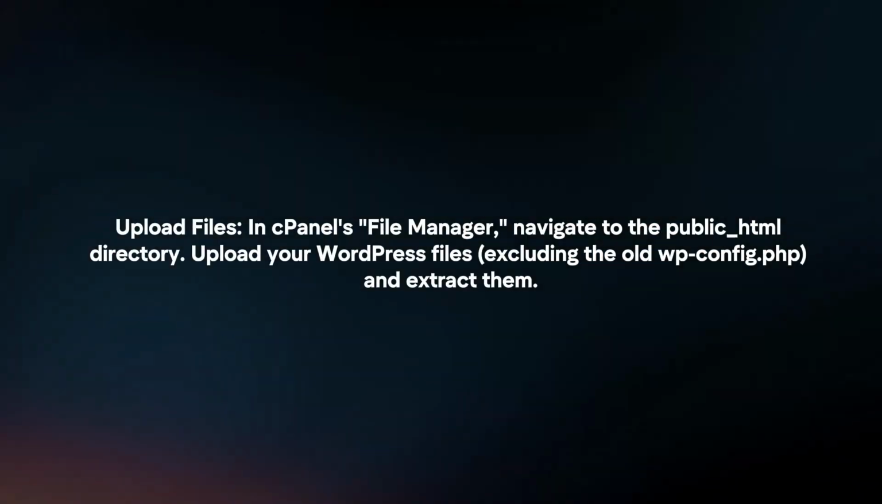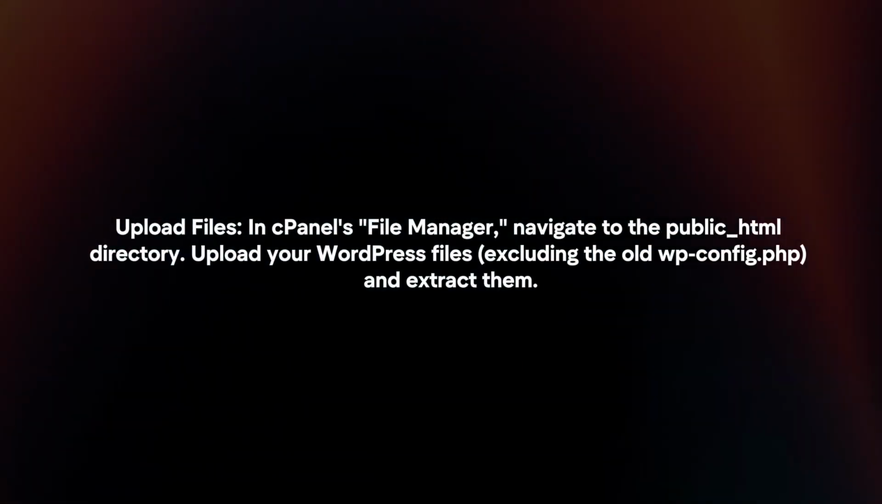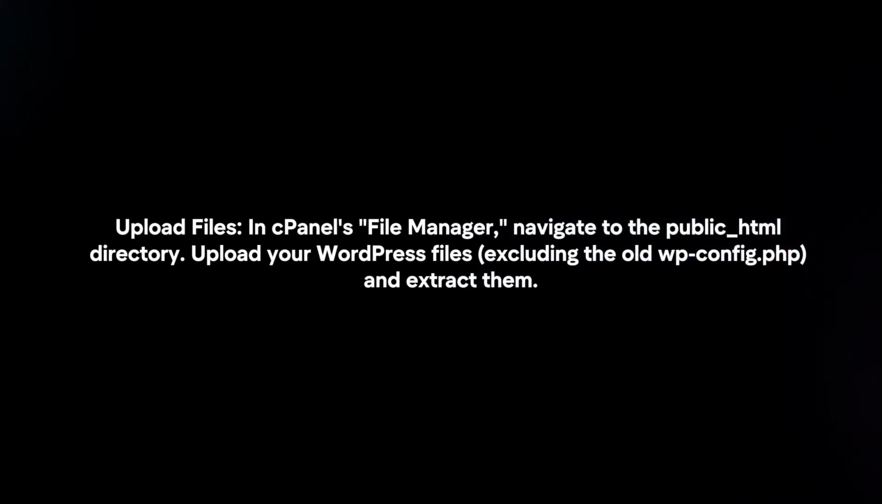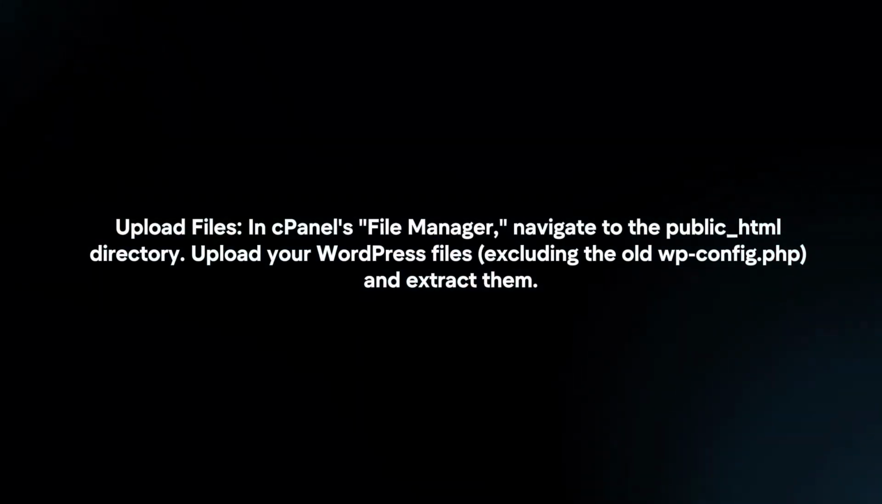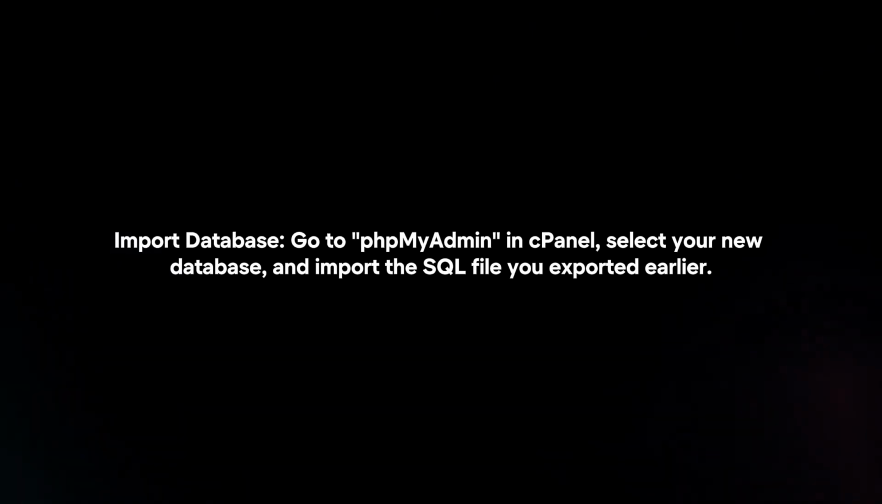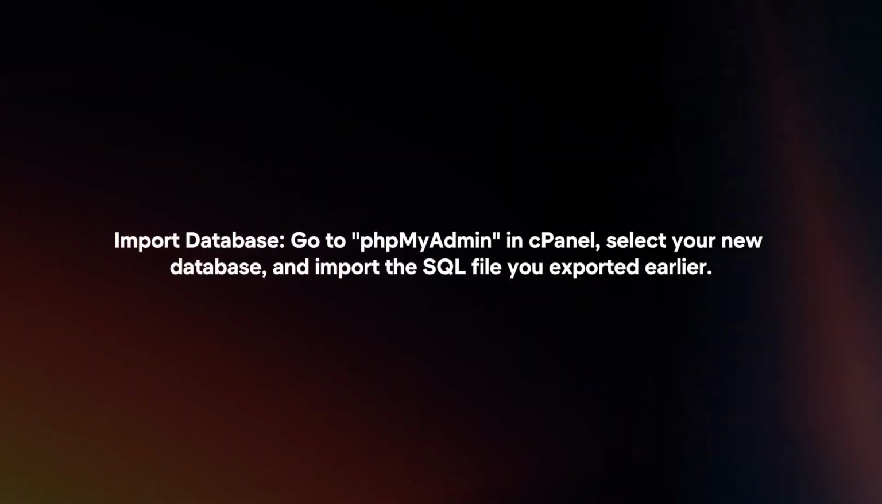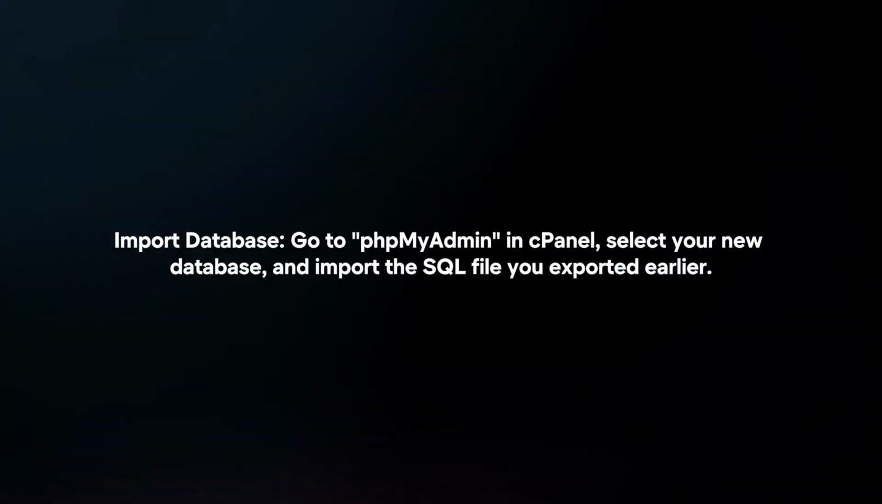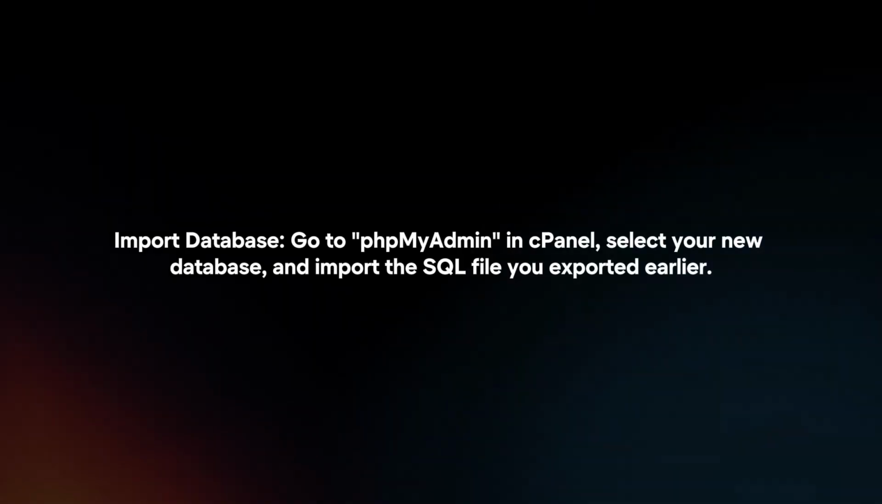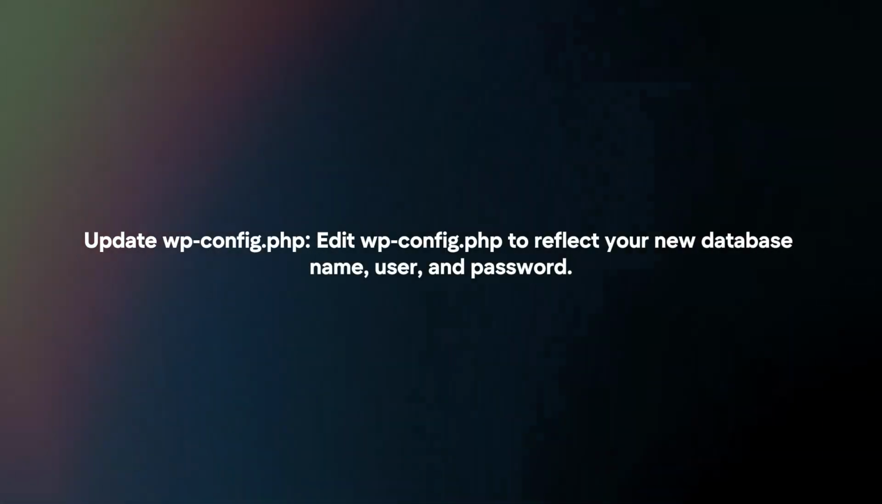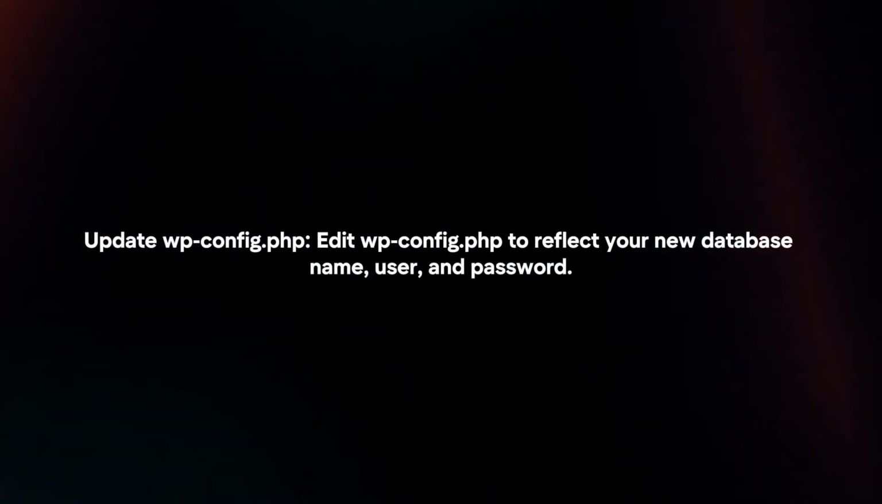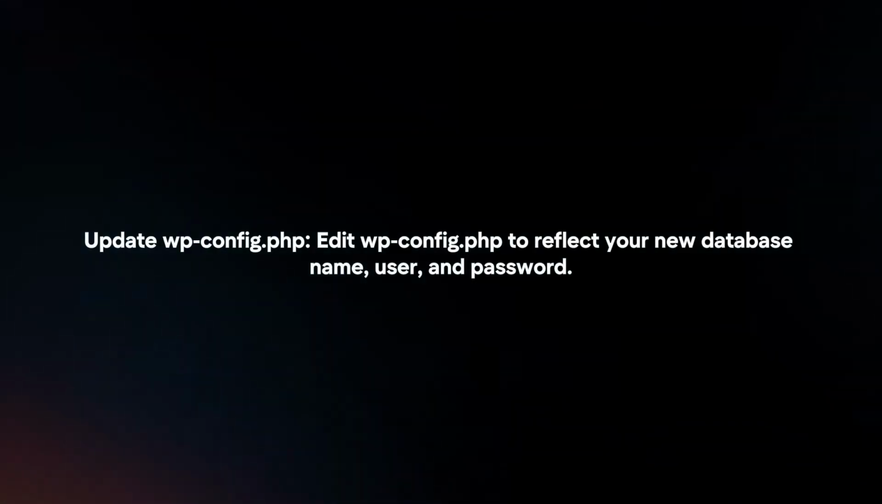Upload files. In cPanel's File Manager, navigate to the public_html directory. Upload your WordPress files and extract them. Import database. Go to phpMyAdmin in cPanel, select your new database and import the SQL file you exported earlier. Update wp-config.php. Edit wp-config.php to reflect your new database name, user and password.